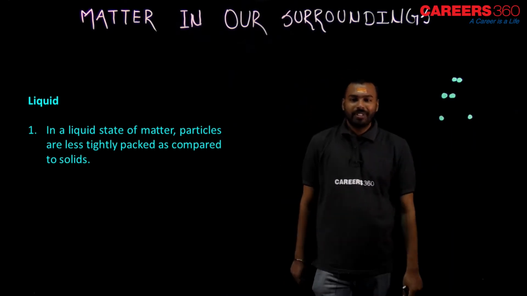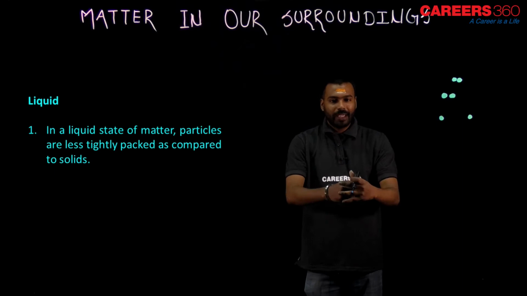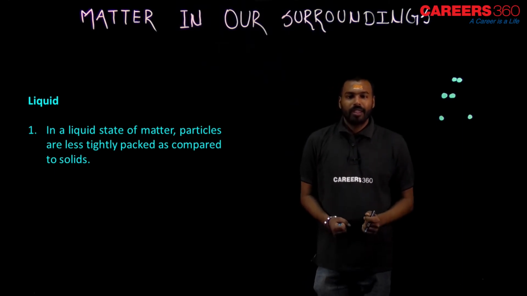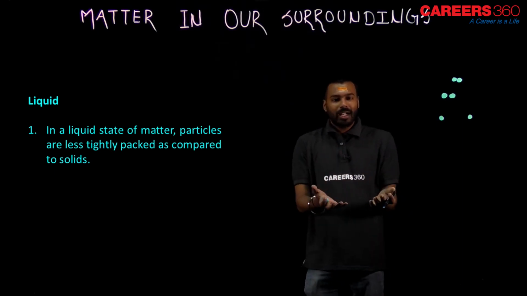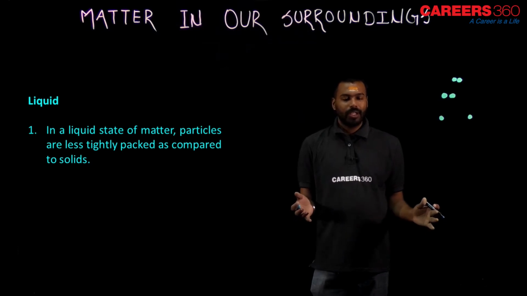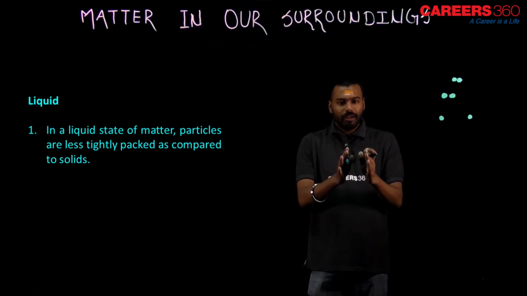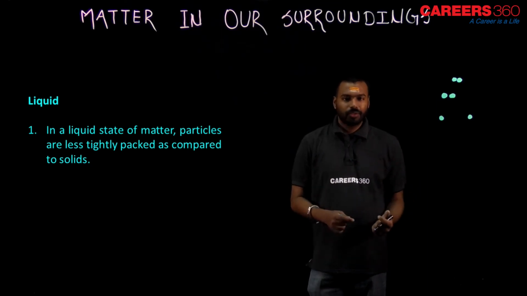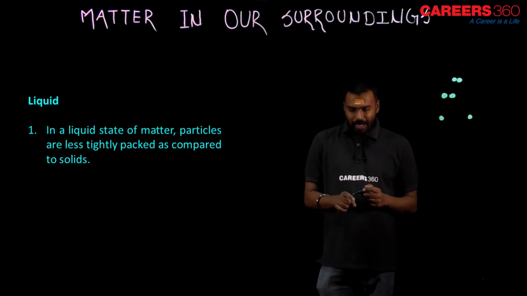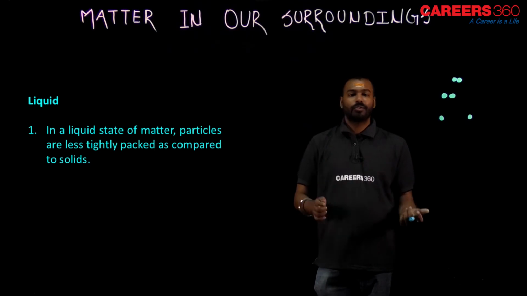So in solid there is a tight packing of the constituent particles, but in liquid not tightly packed, but not very loose packing either, it's just in between, just a little bit farther as compared to the solid. So in a liquid state of matter, particles are less tightly packed as compared to solid.